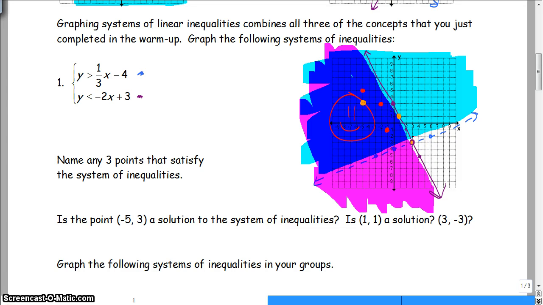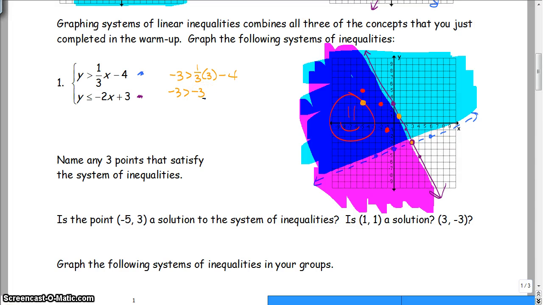Now remember, systems of inequalities, it must be true for both. So it is true for the purple line, but it is not true for the blue line because it's dashed and it does not satisfy this inequality, because if we were to substitute 3, negative 3 in, we would find out that negative 3 for our y is greater than 1/3 of 3, which we know is 1, minus 4. Is negative 3 greater than negative 3?